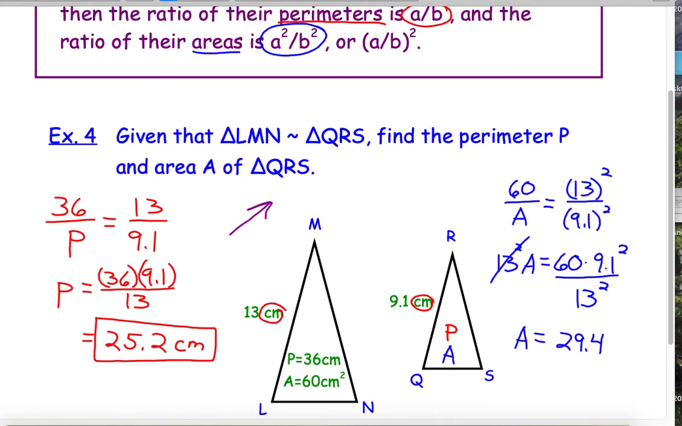And now the units here, well, this is the clue. You know that it's going to be units squared, and everything's in centimeters, so we're going to get centimeters squared. And that's it. So the ratio of the perimeters equals the ratio of any two matching sides, but the ratio of the areas is the square of the ratio of any two sides.